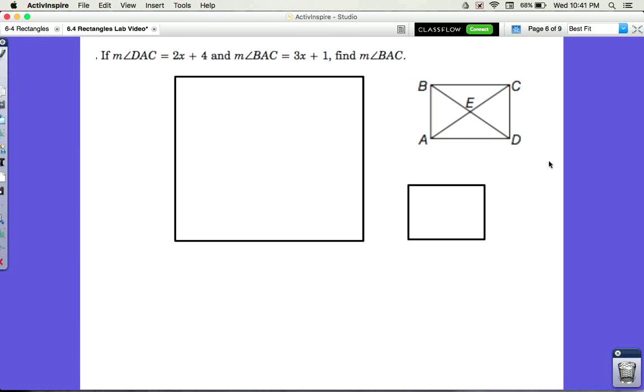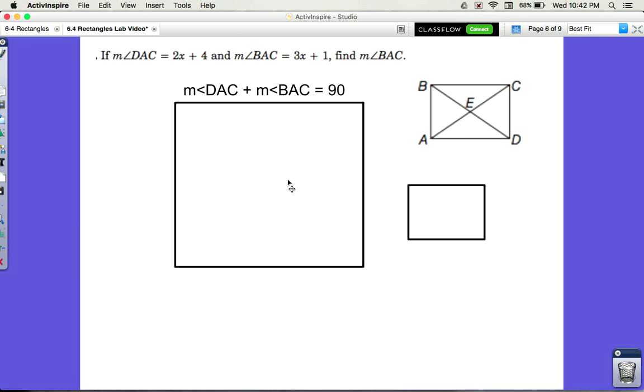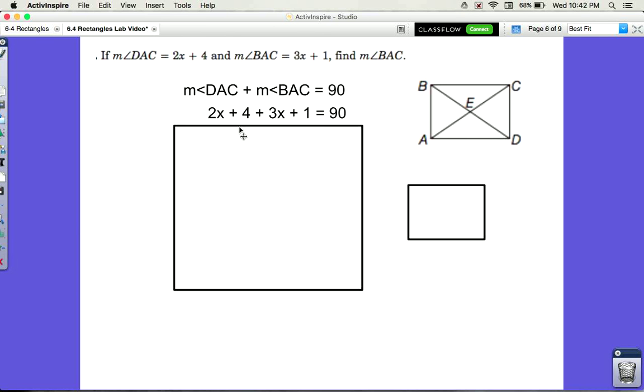So the measure of angle DAC equals 2x plus 4. The measure of angle BAC is 3x plus 1. They want you to find the measure of BAC. So for starters, again, this is a rectangle, so that means that this angle here is a 90-degree angle. So I can say that DAC plus BAC equals 90. So 2x plus 4 plus 3x plus 1 equals 90.